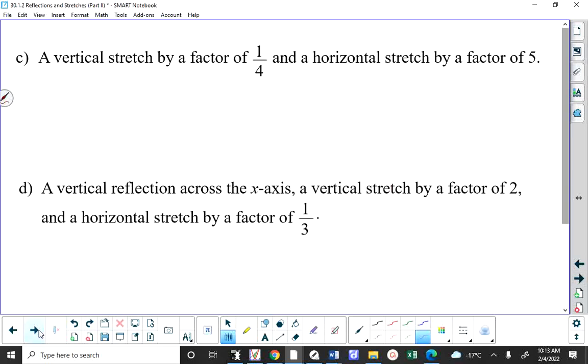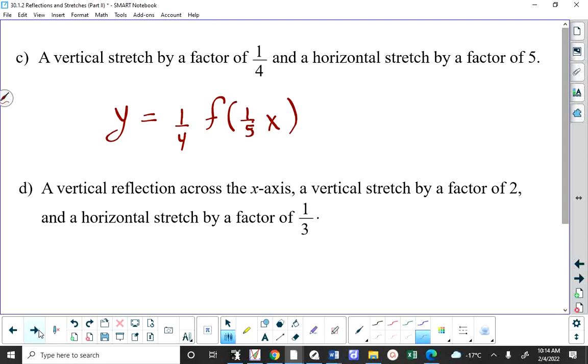Vertical stretch by a factor of a quarter, and a horizontal stretch by a factor of 5. This would be a multiple choice question where you have a number here and here. And maybe in choice A, the number in front of this is 4, and in choice B it's 5. So it might be 4, 5, 4, 1/5, 1/5, etc. What are the numbers? Well, the vertical stretch factor is a quarter, so that's A. The horizontal stretch factor is 5, which means B is a 5th.